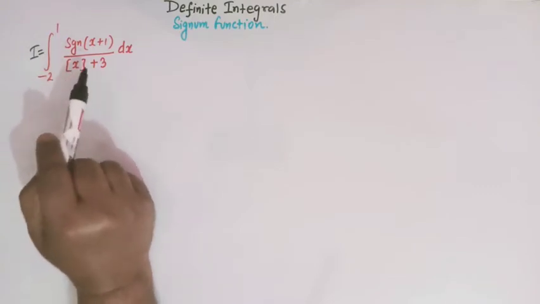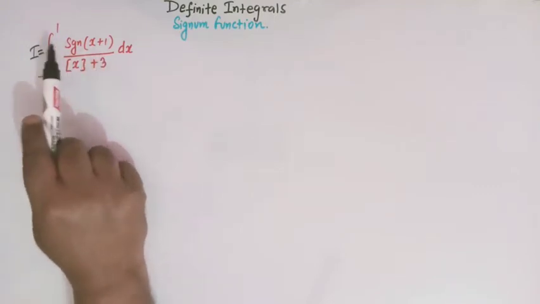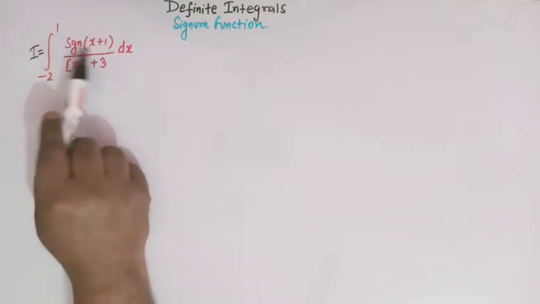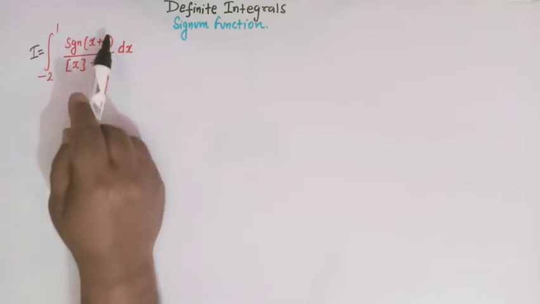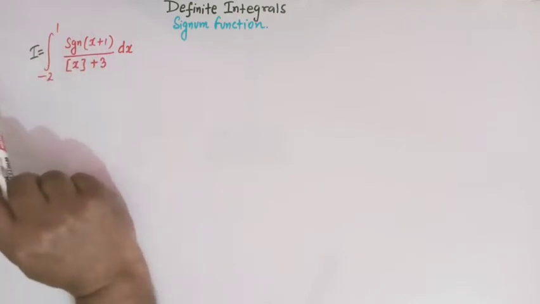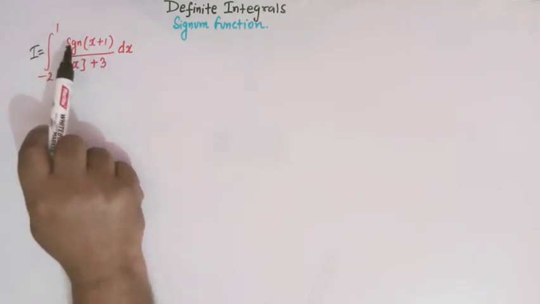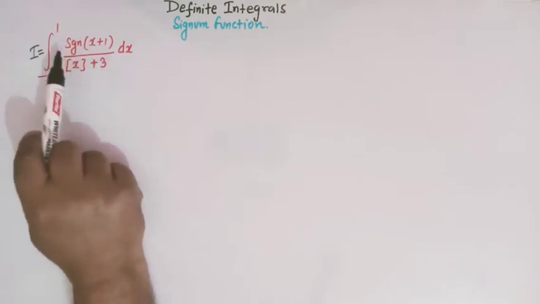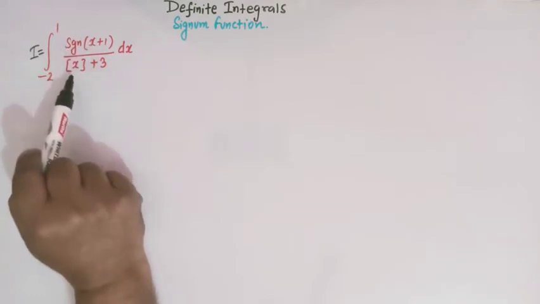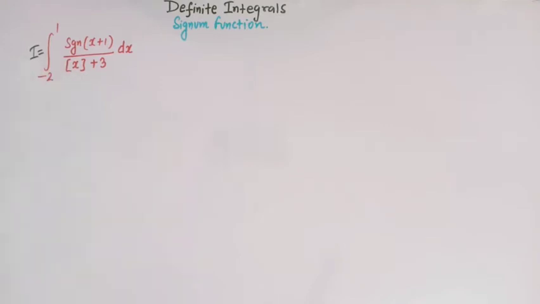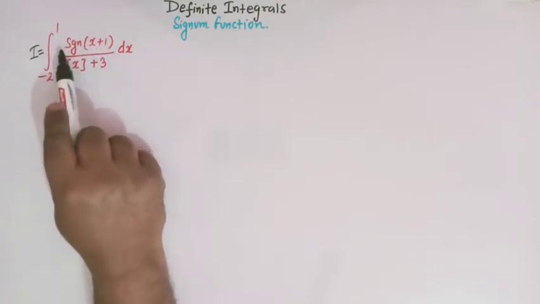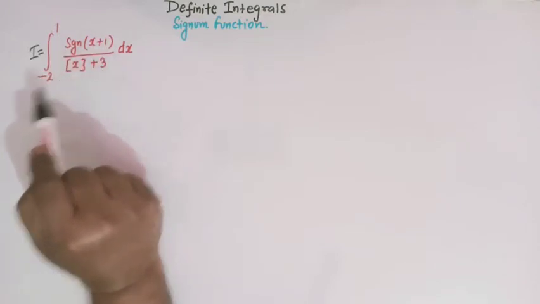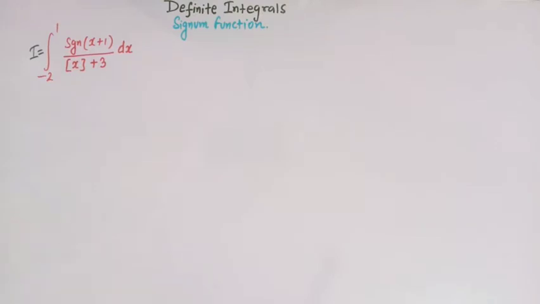And here one important thing to note is the signum function appears in the numerator and the greatest integer function appears in the denominator, right? So while solving this definite integral we have to take care of both these special types of functions, that is signum function and greatest integer function, right? And moreover here we have to be very clear about the definition of signum function and greatest integer function, right?